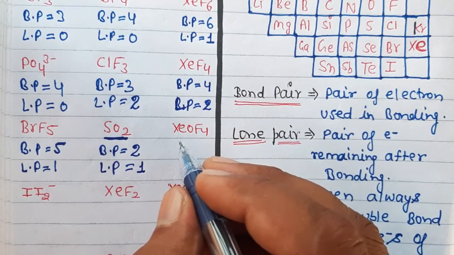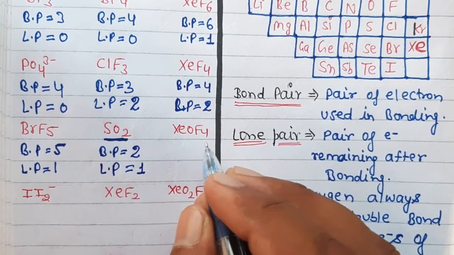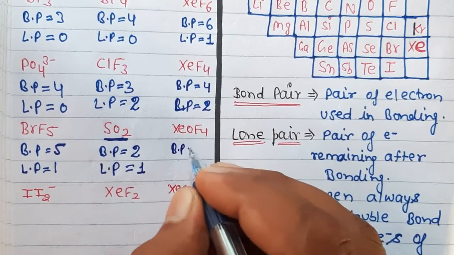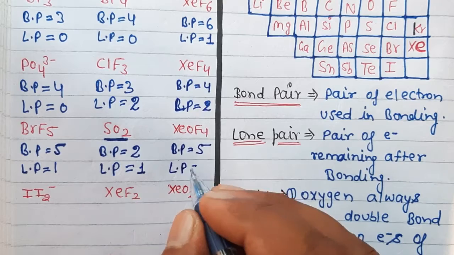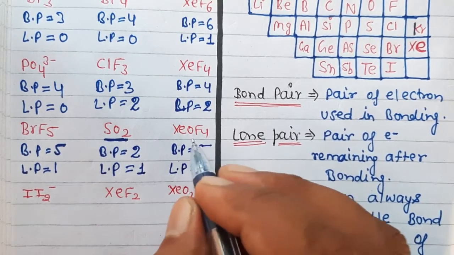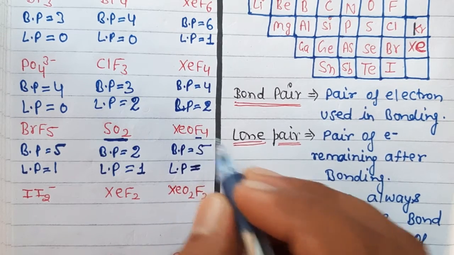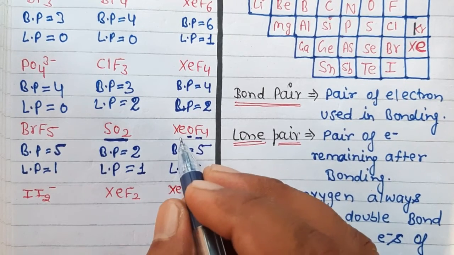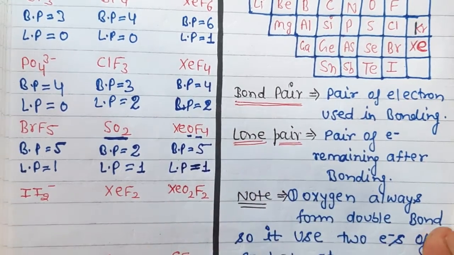Now in this example, xenon has 8 valence electrons and it forms bonds with 4 fluorine atoms and 1 oxygen atom. So the bond pair is 5. Let's talk about lone pair. Here we know that xenon has 8 valence electrons. It used 4 electrons with these fluorines and 2 electrons with this oxygen. So the total electrons used by xenon is 6 and the remaining electrons are 2. So the lone pair is 1, right?